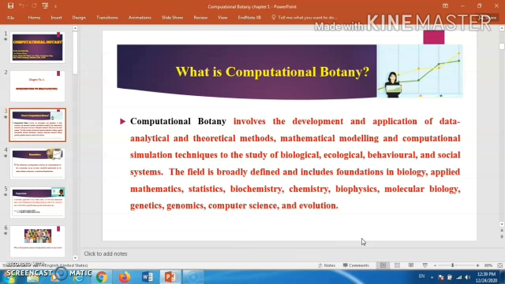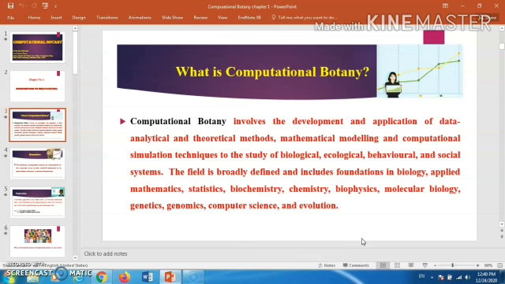Computational botany involves the development and application of data, analytical and theoretical methods, mathematical modeling, and computational simulation techniques to the study of biological, ecological, behavioral, and social systems. The field is broadly defined and includes foundation in biology, applied mathematics, statistics, biochemistry, chemistry, biophysics, molecular biology, genetics, genomics, computer science, and evolution.